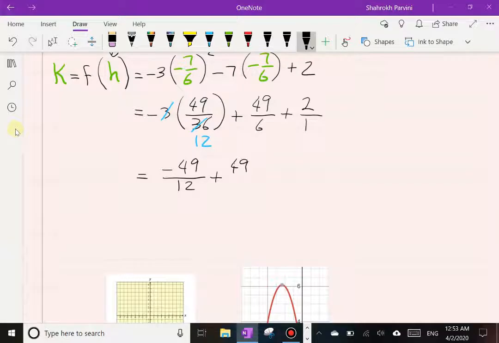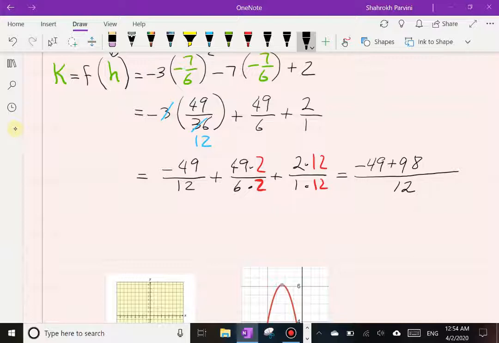Plus 49 over 6. Need to build that fraction. Plus 2 over 1. And I'm going to have to build this fraction also. True? I'm going to multiply this top and bottom by 2 and this one by 12, right, to have the same common denominator for all of them. And I did. So next step, now I'm going to write the common denominator. There's your LCD of 12. We have negative 49 plus 98 plus 24. And all of this turns out to be 73 divided by 12. And 73/12, that's going to be 6 and 1/12.